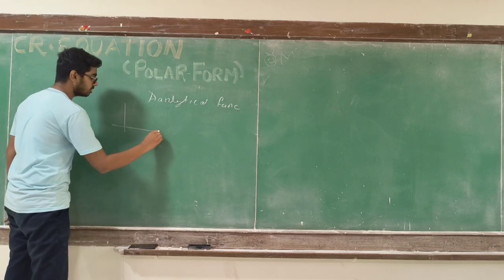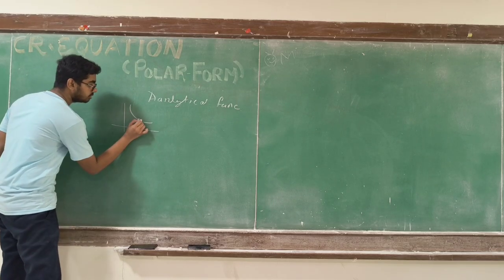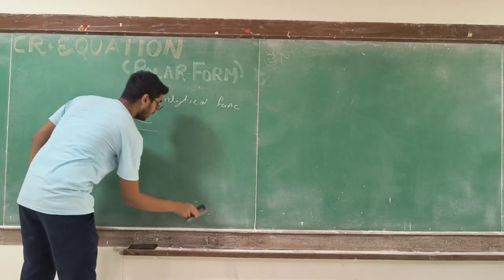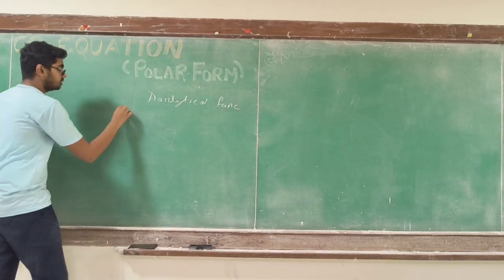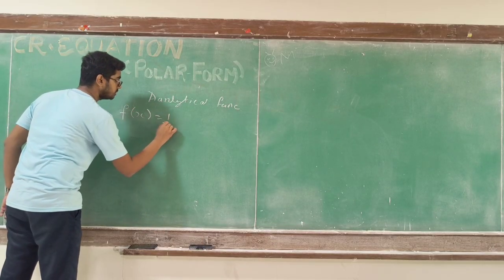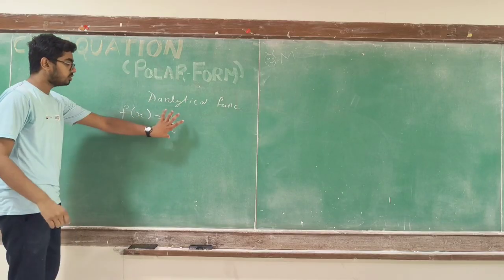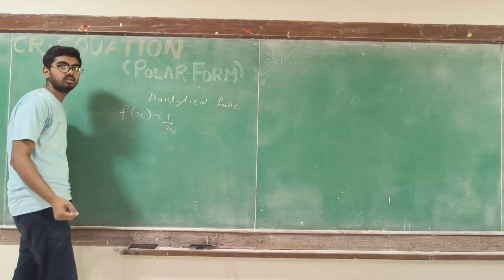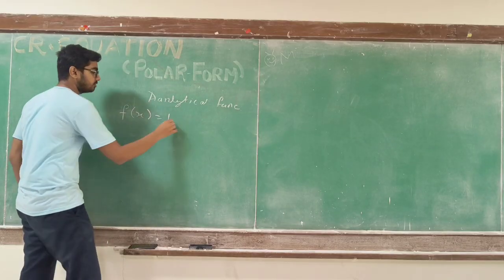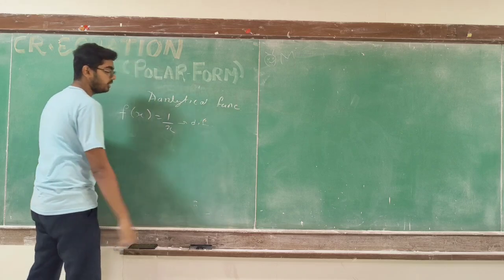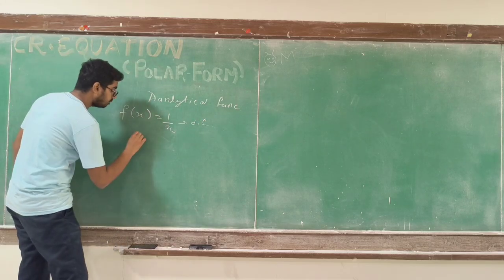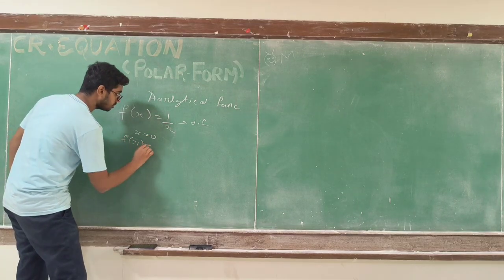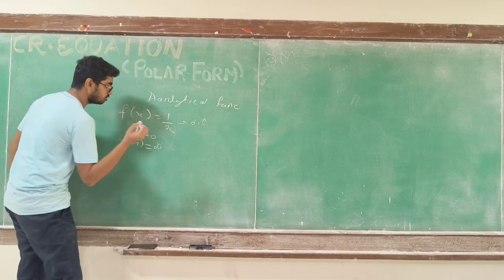Analytical functions are the functions which are not only differentiable at a single point, but also differentiable at the points neighboring it. Let's say that we have an inverse function f of x equals 1 upon x, right? Now this inverse function is differentiable at every single point on the x-axis, but at the point x equals 0, f of x is not differentiable. That means the derivative of this f of x comes out to be infinite.